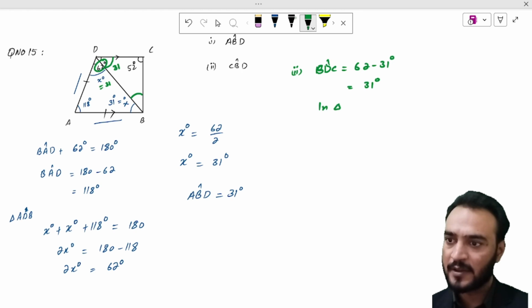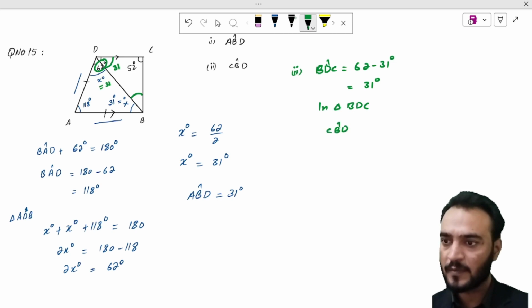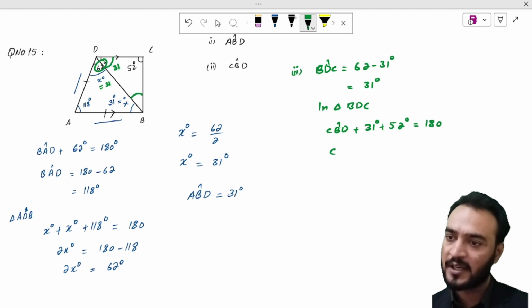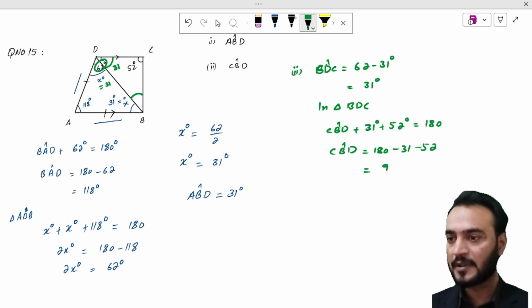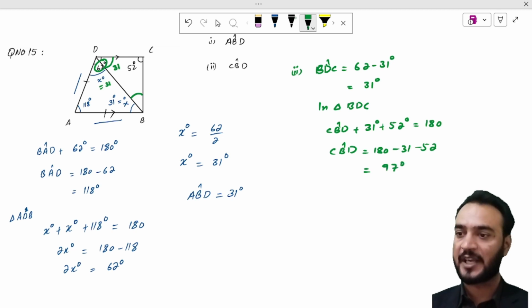In triangle BDC, the sum of interior angles, that is the angle CBD plus 31 degrees plus 52 degrees, is equal to 180 degrees, because they are interior angles of a triangle. CBD is equal to 180 minus 31 minus 52. Subtracting these angles from 180, we get the angle CBD, which is equal to 97 degrees. Hence, question number 15 is solved.